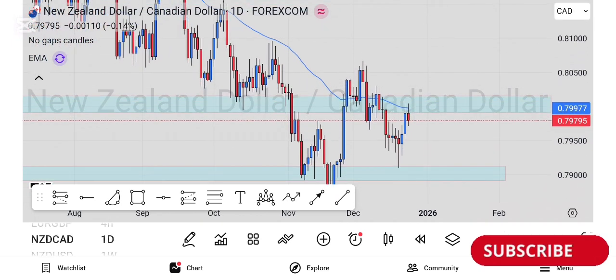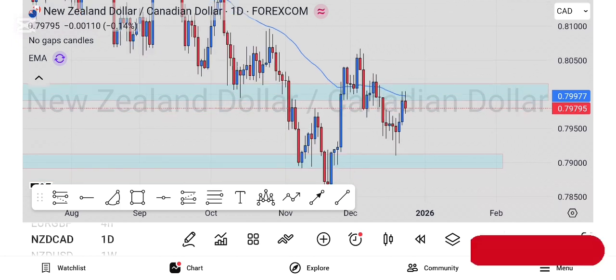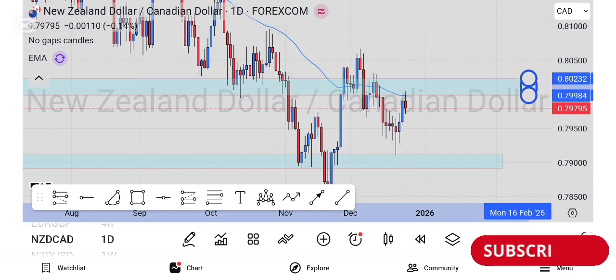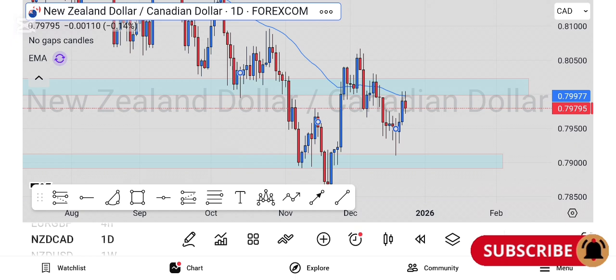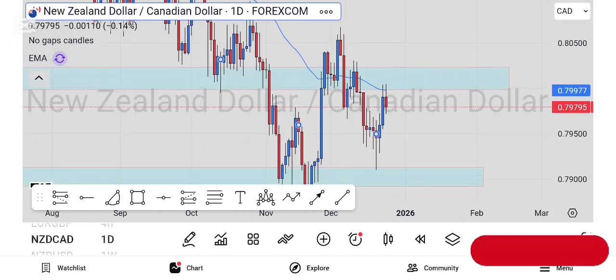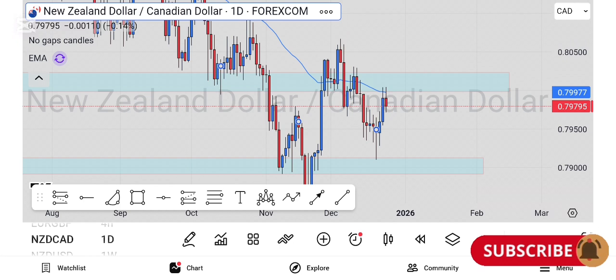NZDCAD, the mistake I made on NZDCAD was my take profit. I made a mistake on my take profit, but my entry was okay. My stop loss was okay. Everything was okay, but my take profit was what brought me to this position on NZDCAD.